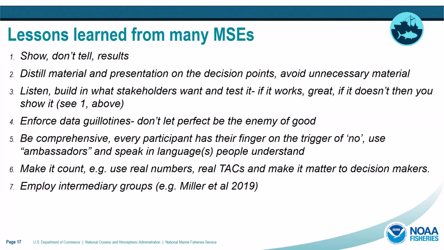Number 3, enforce data guillotines. Don't let perfect be the enemy of the good. Again, our time is so valuable. We need to enforce those so that we can make progress and move on. Be comprehensive, and every participant has their finger on the trigger of no. Use ambassadors, who are people who can be intermediaries. They're trusted members of the community. They're ones who can engage in the process, but then explain it to many of the stakeholders who might not have the time to be able to engage as fully.